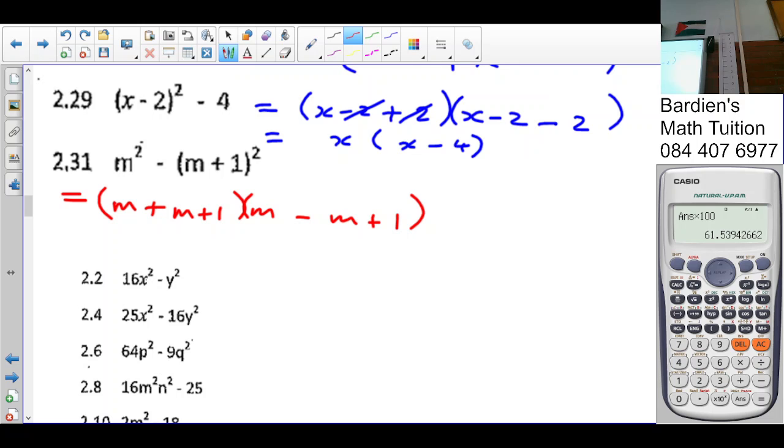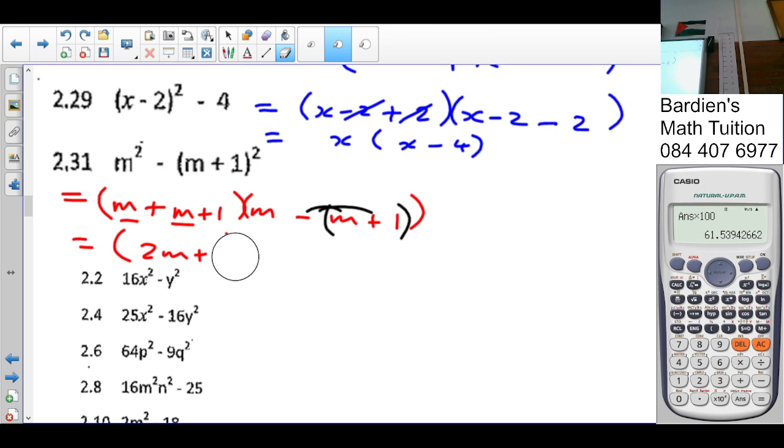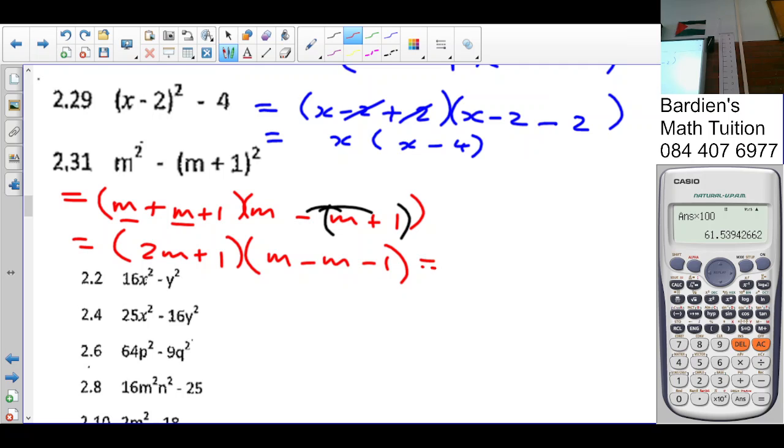Yes. There's a mistake there. What's the mistake? There must be a bracket. Why must there be a bracket here? More than one term following a negative sign. You see that, people? Here we must multiply the negative in now. So you're going to get m plus m is 2m plus 1, times m minus 1. Are there like terms in the bracket? Yes, minus m and m. So that will cancel, leaving you with negative 1.